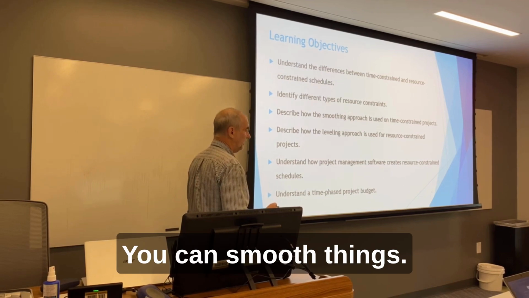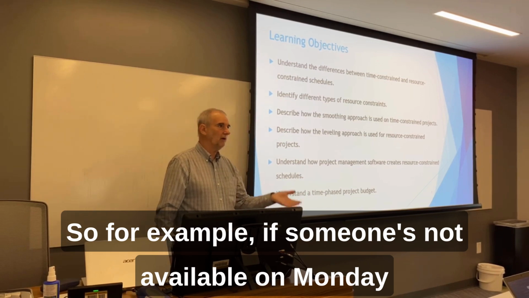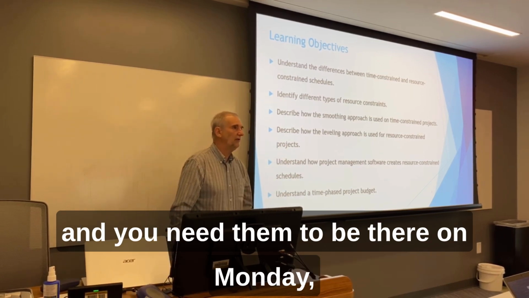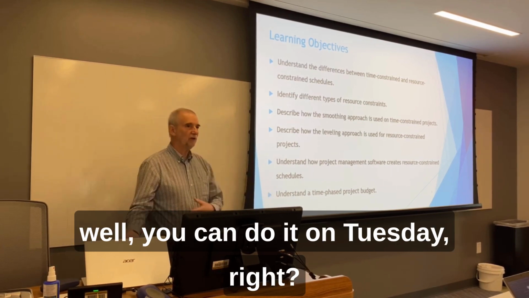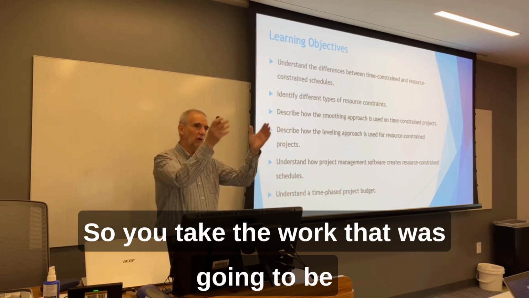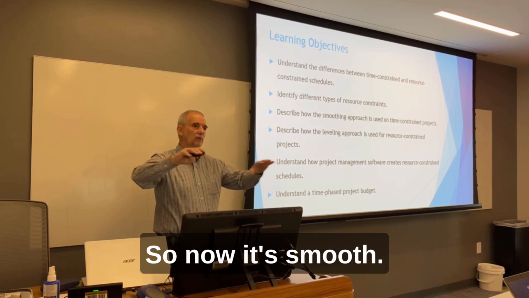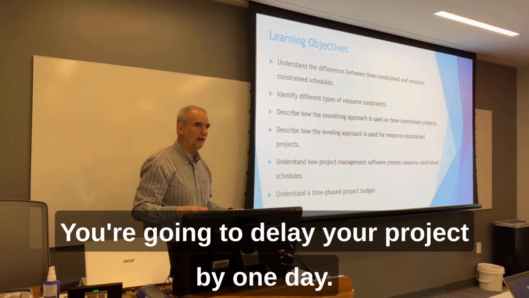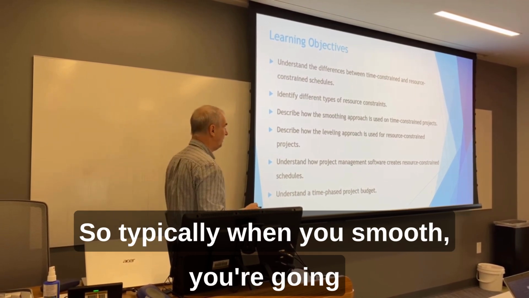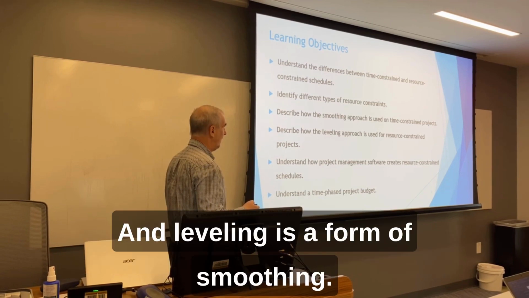You can smooth things. So, for example, if someone's not available on Monday and you need them to be there on Monday, well, you can do it on Tuesday, right? So you take the work that was going to be done on Monday and you move it to Tuesday. So now it's smooth. It can be done, but at what cost? You're going to delay your project by 1 day. So typically when you smooth, you're going to add more time to the project. And leveling is a form of smoothing.